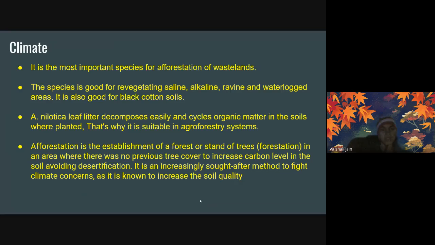So afforestation is the establishment of a forest or stand of trees in an area where there was no previous tree cover, to increase the carbon level in the soil and avoid desertification. It is an increasingly sought after method to fight climate concerns as it is known to increase the soil quality. So, afforestation means growing more trees to reduce the impact of desertification. And by growing more trees, we increase the quality of the soil, we get more nutrients into the soil.